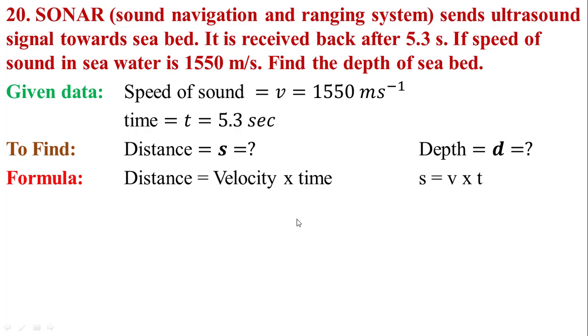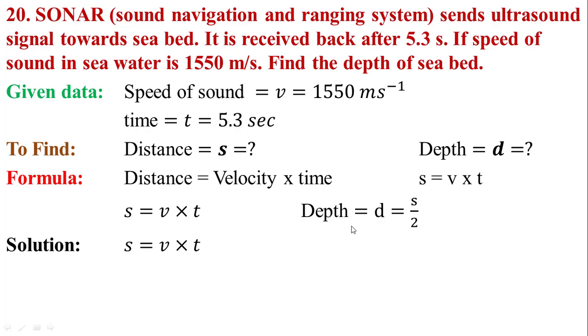Using the formula, distance is equal to velocity multiplied by time, that is s is equal to vt, and depth d is equal to s divided by 2, that is, half of the total distance is equal to the depth. Now we can find the solution.